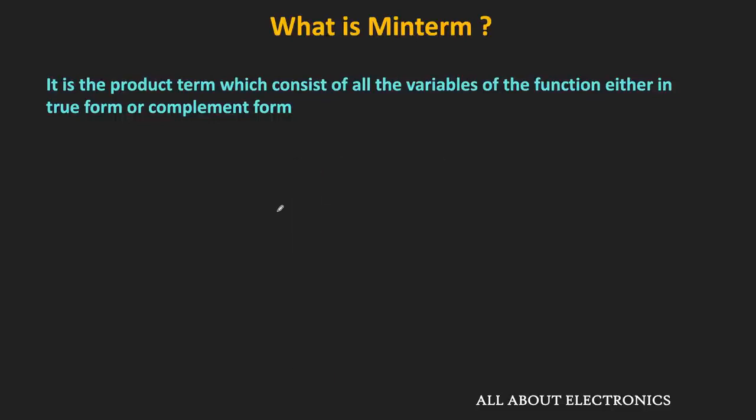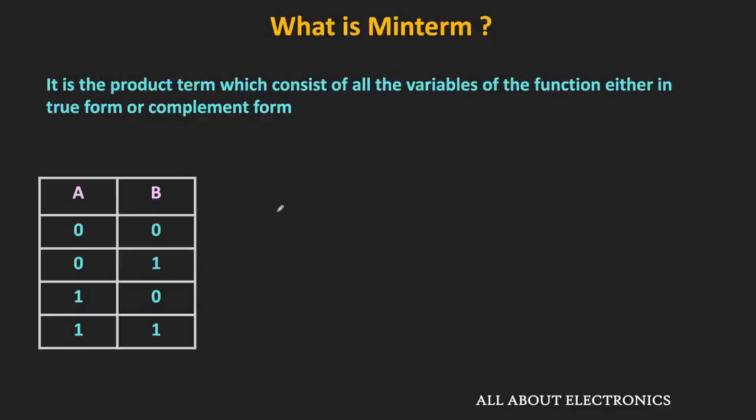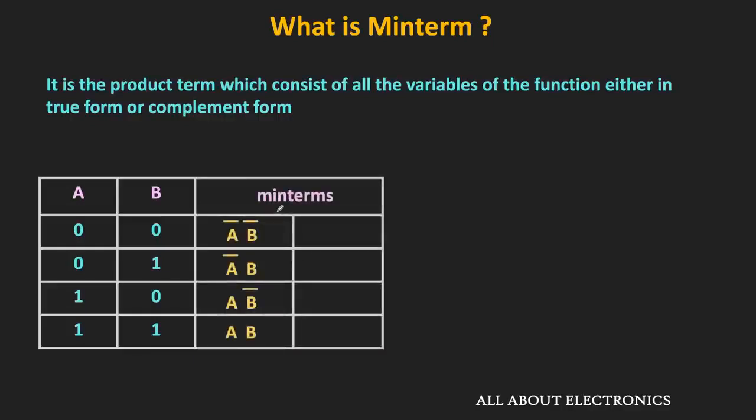So if we have some function with the two variables a and b, then there are a total of 4 different possible input combinations, and following are the minterms corresponding to each combination. So now let us see how to write these minterms. In the particular combination, if the value of that variable is 0, then in the minterm expression, it is written in the complemented form. And if the value of that variable is 1, then in the minterm expression, it is written in the true form. For example, in this first case, the value of both variables a and b is 0, and therefore they are written in the complemented form.